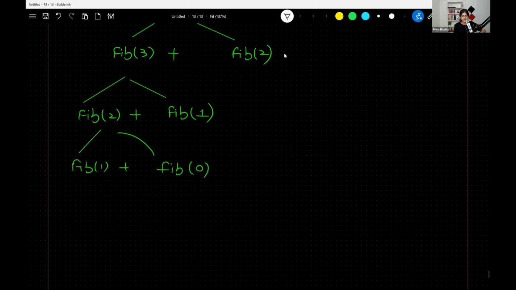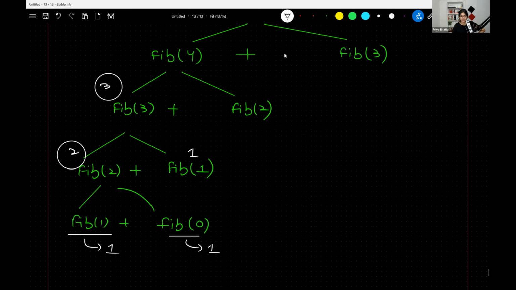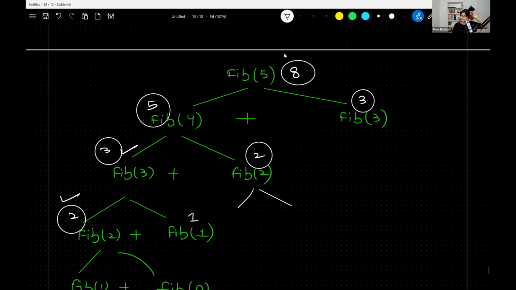Yes? Now we know this answer is 1. This answer is 1. So this answer will become 2. This answer is 1. So again, this will be 3. Fib of 2, I have just now calculated, so I will not repeat the recursive tree again. I'm just directly writing it down as 2. Just now we have done, so it will be 5. Fib of 3, just now we have done 3, so it will be 8. So we will be able to get the answer as 8. Is this correct? Yes.